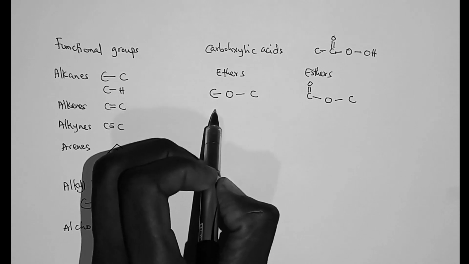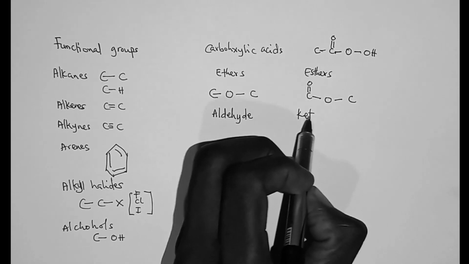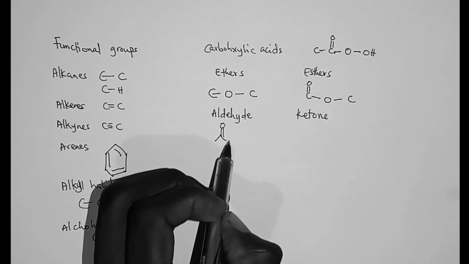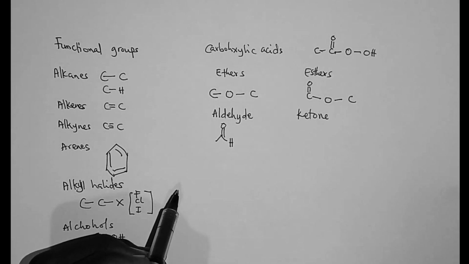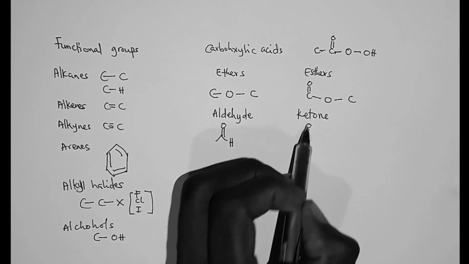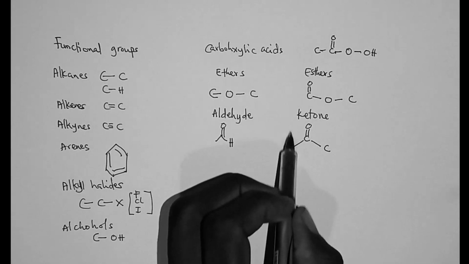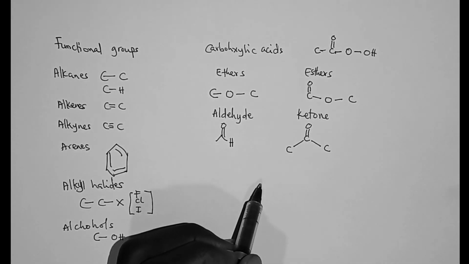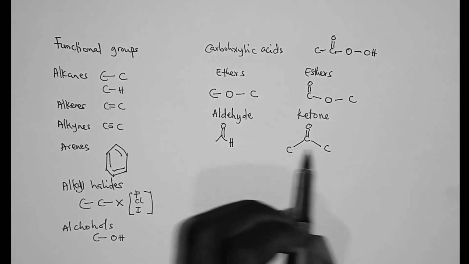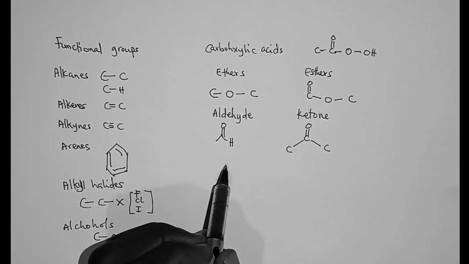We also have aldehydes, an aldehyde and then a ketone. So an aldehyde is a carbon that is in double bond with an oxygen, which is bonded to a proton. However, a ketone is a carbon which is in double bond with an oxygen, which on each side is bonded to a carbon. So this is the difference between a ketone and an aldehyde. For the ketone, the carbon bearing the oxygen is bonded to two other carbons. However, in aldehydes, one of the carbons is substituted with a proton.